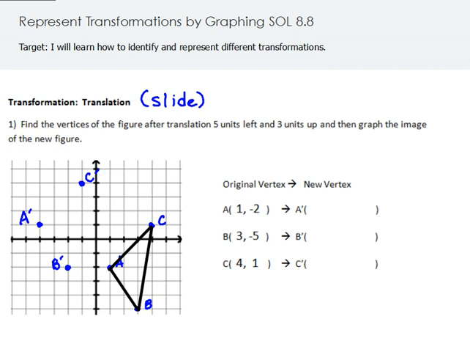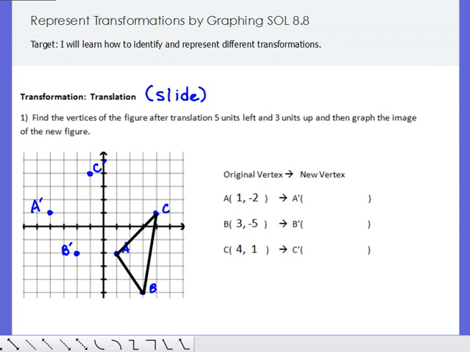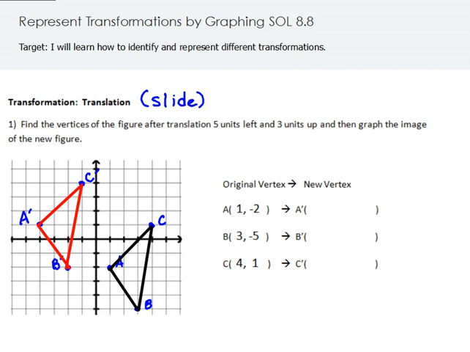So I'm going to put this in a different color just so you guys can see the difference of what happened. A to B gets connected, B to C gets connected, and then A to C gets connected. So there is the new triangle. The black was the original, red is the new. We slid 5 units left, 3 units up. So now our goal is to actually write the new vertices.